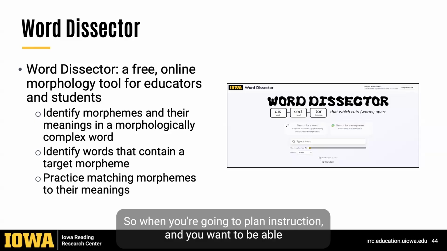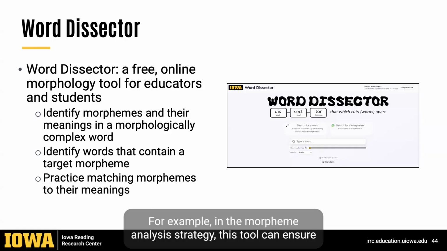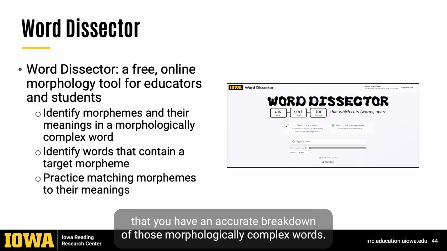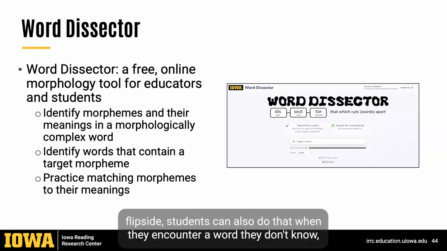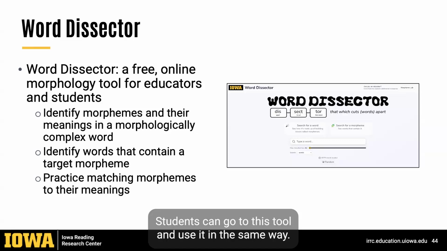So when you're going to plan instruction and you want to be able to model words and how to break them down, for example, in the morphemic analysis strategy, this tool can ensure that you have an accurate breakdown of those morphologically complex words. On the flip side, students can also do that when they encounter a word they don't know and they're trying to determine which morphemes make up the word. Students can go to this tool and use it in the same way.